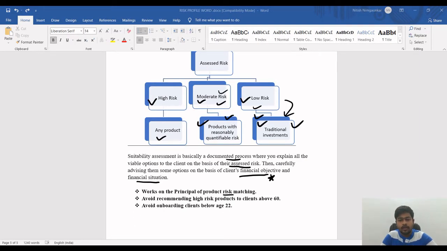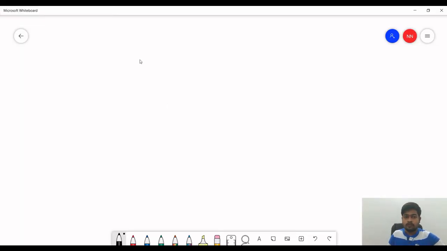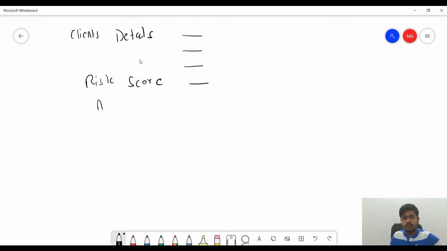Now let's see a tentative format for suitability. This is just a tentative format of how it could look. First of all, there will be the client's details: client's name, contact number, address if you want. Then you will mention the client's risk score which was assessed in risk profiling, then the assessed risk, which is high risk, moderate risk, or low risk.